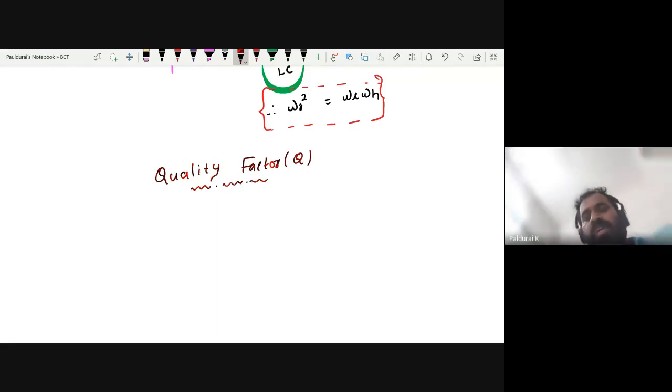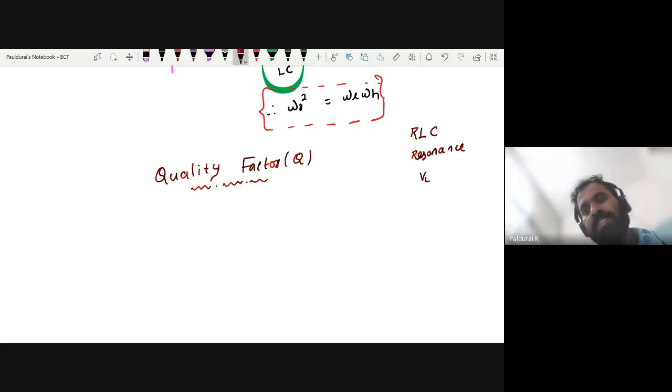Okay, this one alone we will complete. So what is quality factor? As I told you earlier, what is the beauty of the series RLC circuit? In a series RLC circuit, the first thing that comes to mind is resonance. It's very important, and it has a lot of applications. Second, I said that the voltage drop across the inductor or the voltage drop across the capacitor is greater than the applied voltage. Can you remember this?